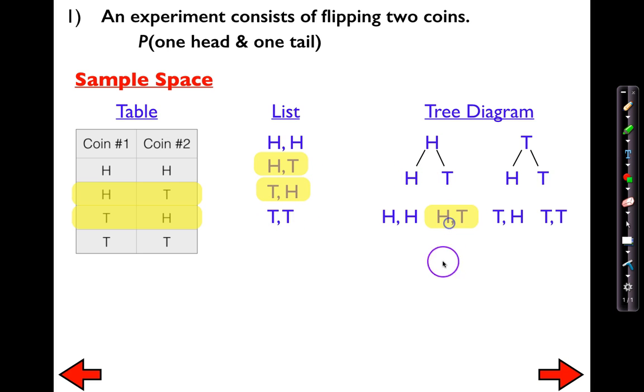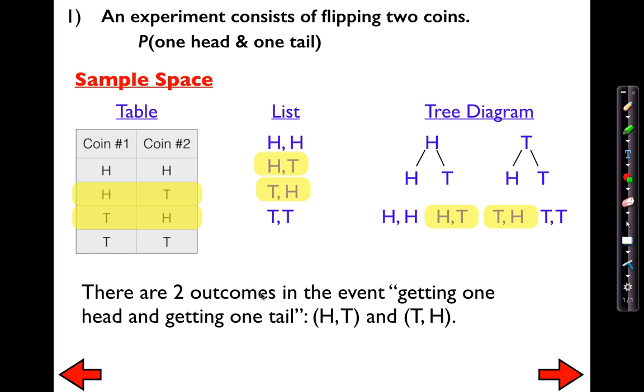Here, this is one head, one tail. This is one head and one tail. So this is, once again, 2 out of 4. So it doesn't really matter which method you use. You're still going to get the same answer. So the answer would be there's 2 different outcomes with a total of 4. That's your sample space amount. So I'm going to write my probability is 2 out of 4, which will reduce to 1/2.